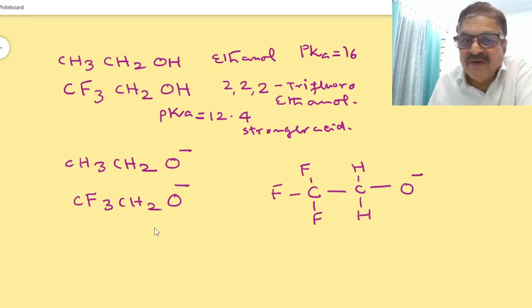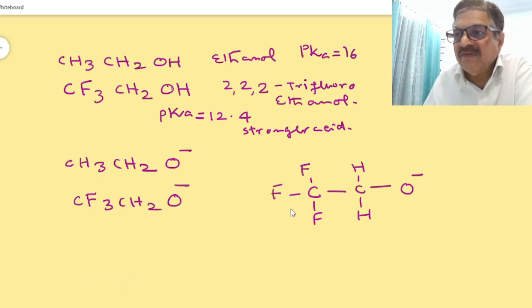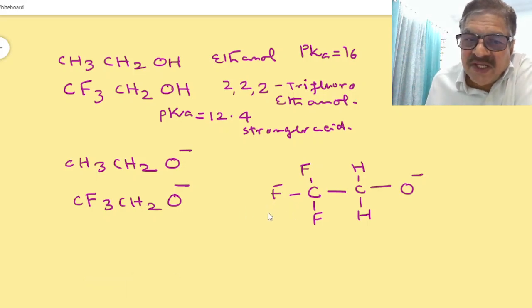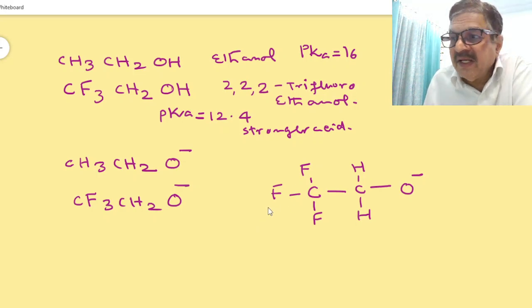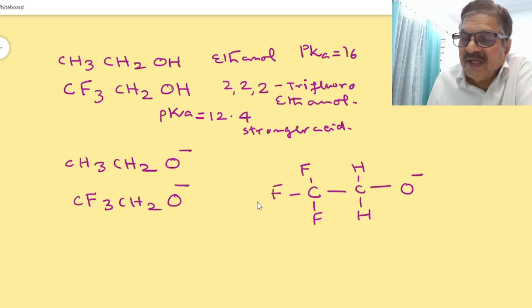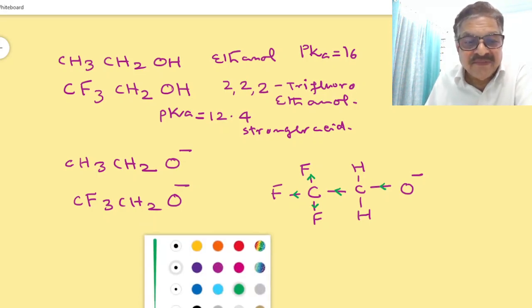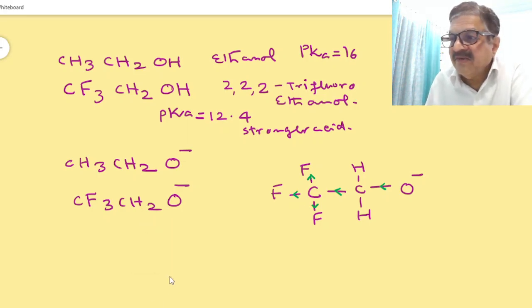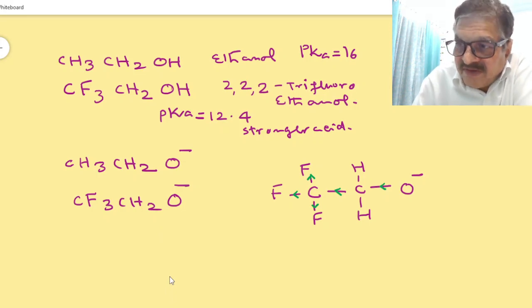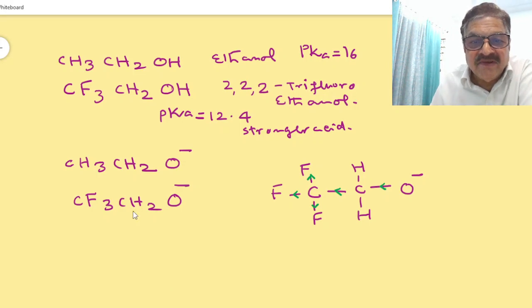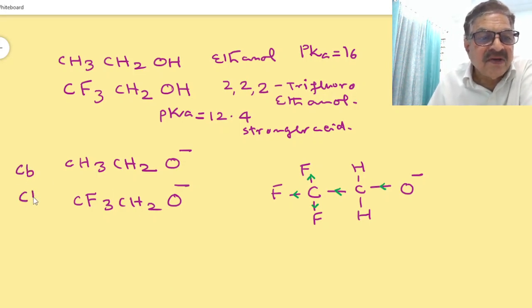So there will be electron withdrawing here. CF3 withdraws the electron density. The CF3 group is withdrawing the electron density from the oxygen side here. Therefore, this is more stable. In every direction it will be withdrawing. This fluorine and all will withdraw the electron density here, like this it will go. Therefore, CF3 withdraws electron density, stabilizing the conjugate base. This is the conjugate base, CB.